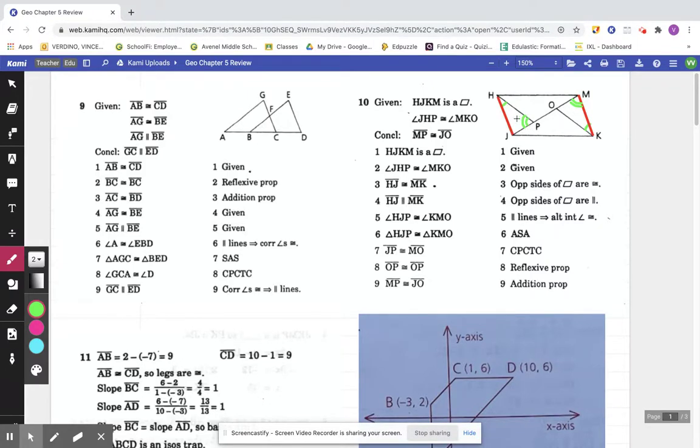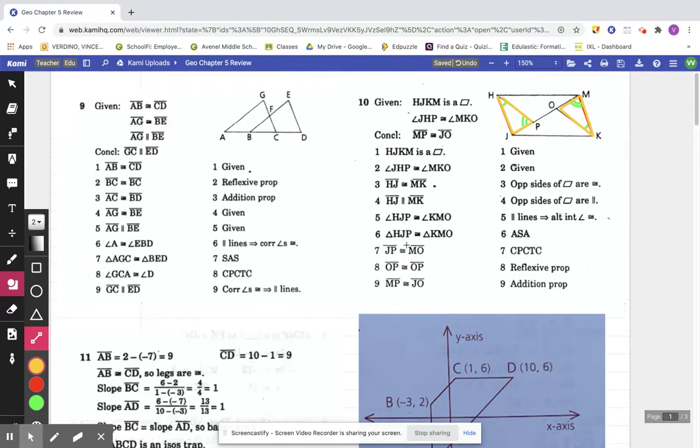All right, so because we have two angles and a side, we can say angle side angle is going to be the theorem of proving that triangle HJP is going to be congruent to triangle KMO. And that's going to be based on the angle side angle.